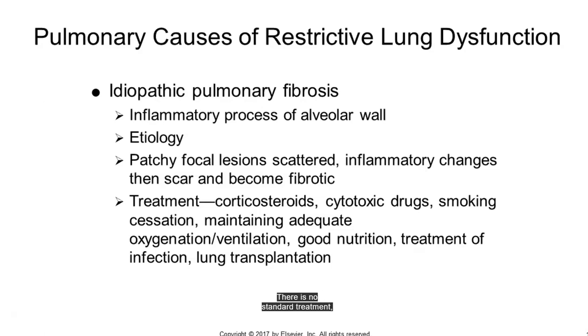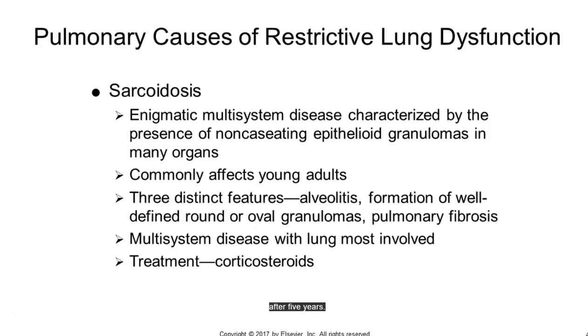There is no standard treatment, but corticosteroids may reduce inflammation, and a new antifibrotic drug, pirfenidone, shows promise. Patients are encouraged to stop smoking, and support measures such as oxygen and good nutrition and treatment of infections are encouraged. Lung transplants may be the last-ditch effort, but show only a 50% survival rate after 5 years.